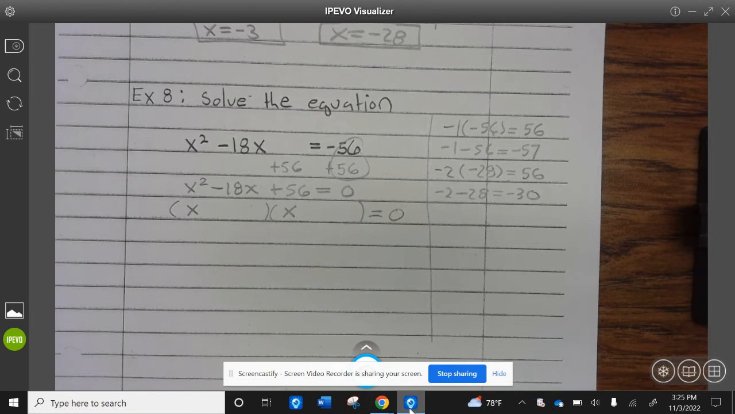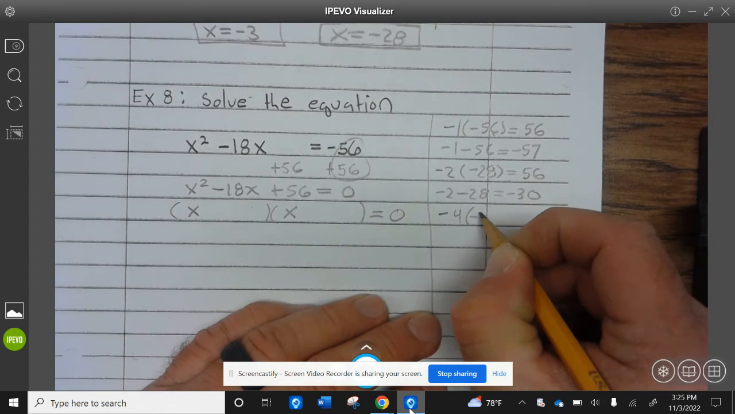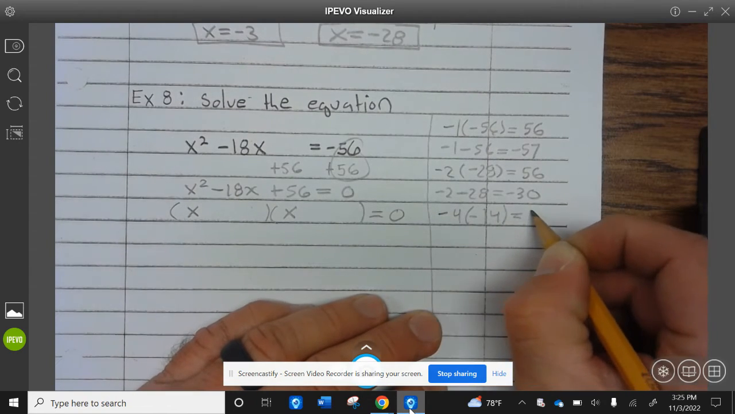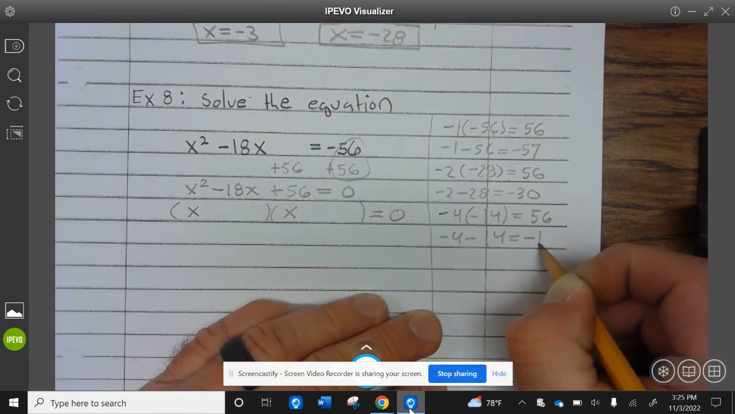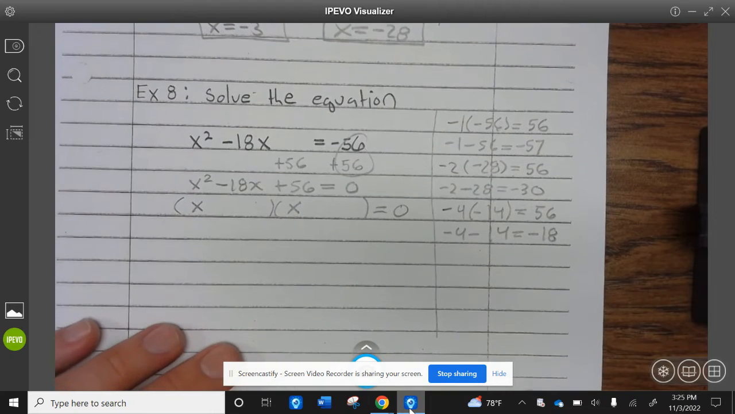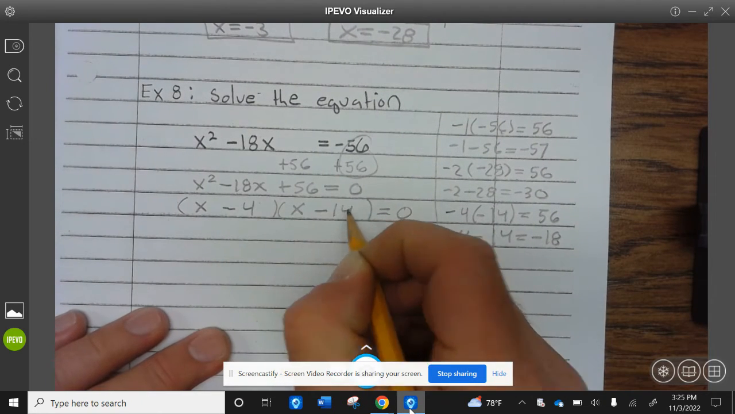3 doesn't work, so let's try 56 divided by 4. So negative 4 times negative 14 equals positive 56. Negative 4 minus 14 equals negative 18. So our factors are x minus 4, x minus 14.